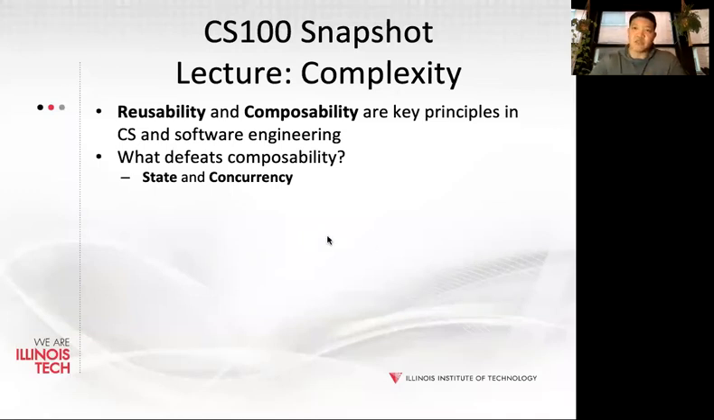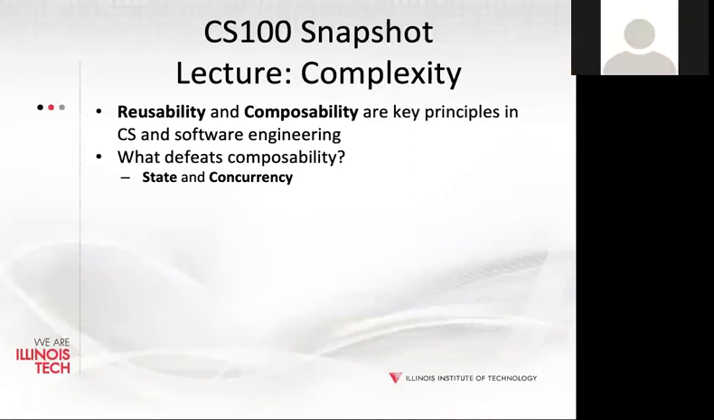Another thing that defeats composability is concurrency. Anyone know what concurrency means? What does concurrency mean, especially in a software context? Maybe making changes.